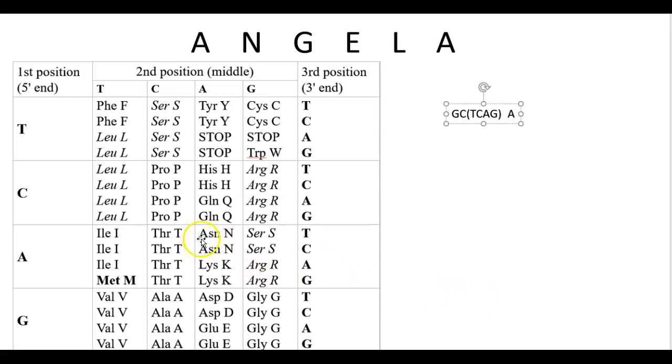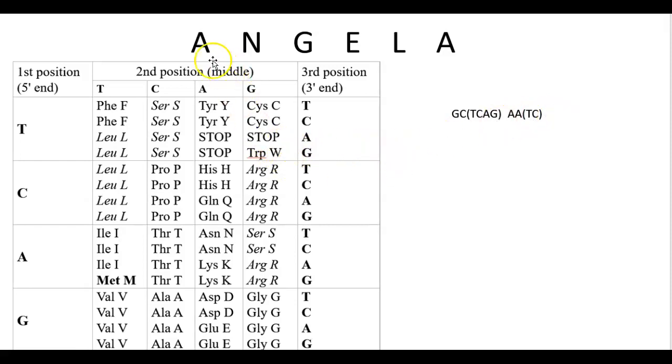The second position, we go up and we find an A again. So adenine and adenine. And the third position, we go to the right and we find a T or a C. So the amino acid asparagine, N, is encoded by AA, and then it can be a T or a C.